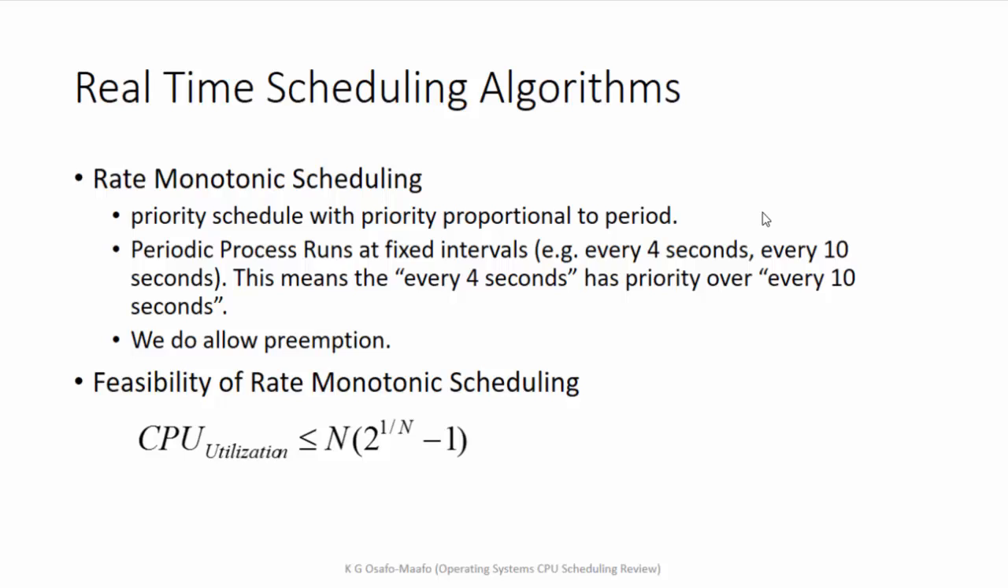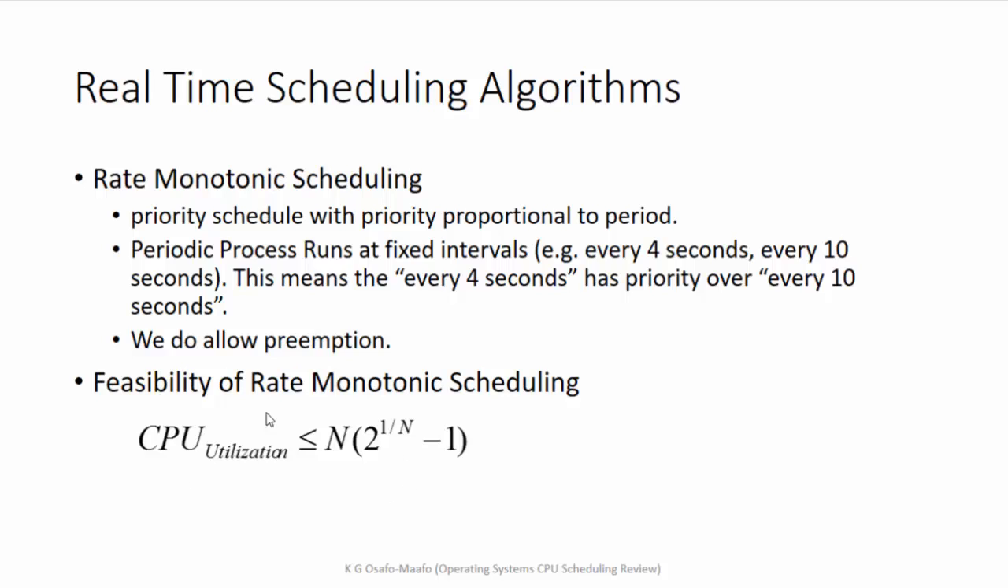Alright, so let's look. Earliest deadline first was easy. Let's look at rate monotonic. Rate monotonic is interesting, and I'm just going to use an example here. An example where one process happens every 4 seconds, another one happens every 10 seconds. In rate monotonic scheduling, if your period is low, so if you happen frequently, the more frequently you happen, the higher your priority.